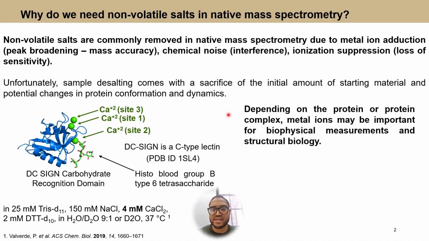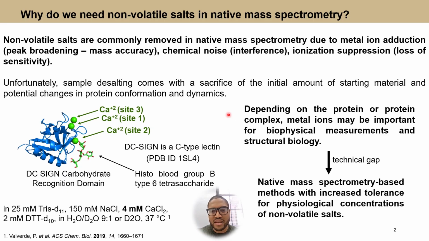The message here is that depending on the protein or protein complex, metal ions may be important for biophysical measurements and structural biology studies. This is why it is important to consider physiological concentration of the relevant metal ions depending on the protein system we are interested in, especially in native mass spectrometry. That's where we identify a gap. We need a native mass spectrometry-based method with increased tolerance for physiological concentration of non-volatile salts, and that has been the focus of my PhD work.